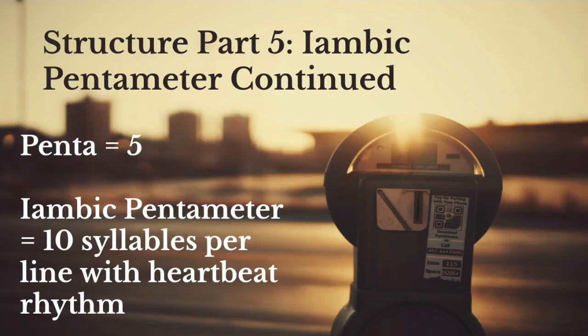So in iambic pentameter, penta means 5. So iambic pentameter, which is what Shakespeare writes in, means that there are 10 syllables per line with that heartbeat iambic rhythm. There are 5 sets of 2. That's where you get your iambic pentameter. Shakespeare wrote this way to mimic that heartbeat feeling and to mimic that natural speech pattern, which would make it easier for his actors to memorize all of their lines.